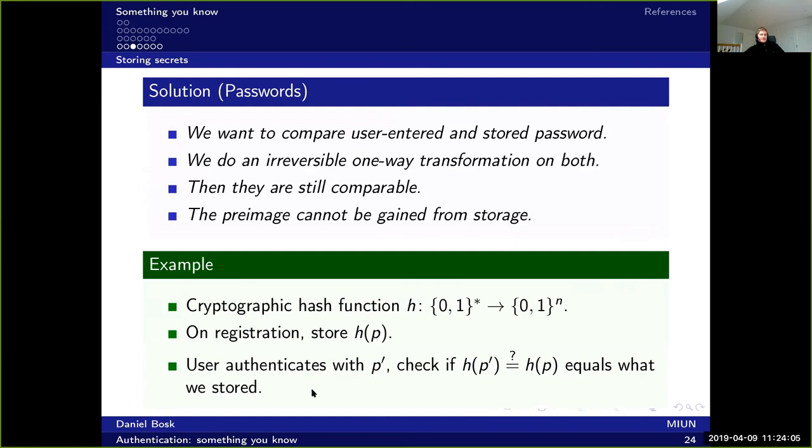And then when the user authenticates, the user submits password P prime here, and then we simply check if hash of P prime is equal to hash of P, because if the passwords are the same, then they should get the same result when we evaluate the hash function. So then we should get an equality. And we know that there are possible collisions for hash functions, but the probability of finding such collisions is very, very, very small. That comes from the one-wayness property of the hash function. So if we get an equality, we can be very sure that it is actually the correct password.